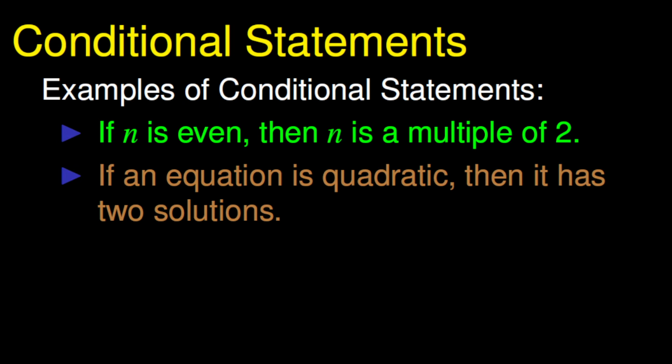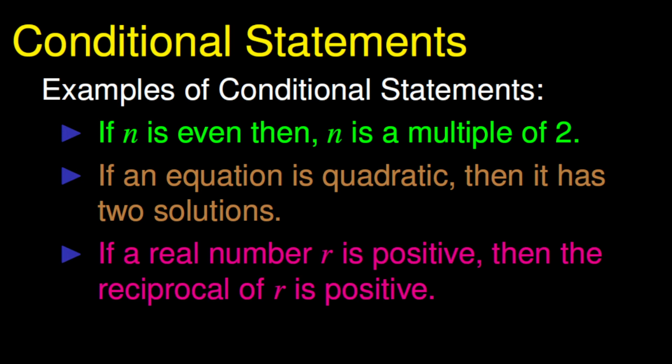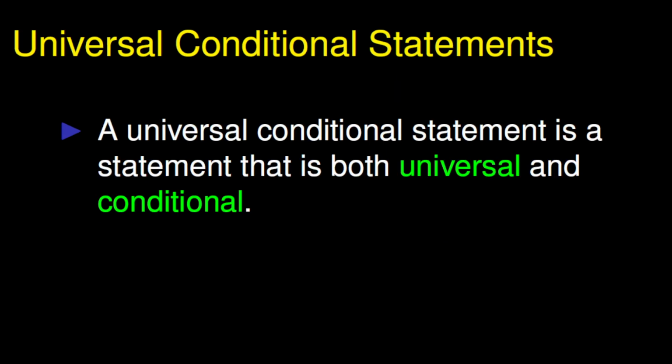Another example of a conditional statement is the following. If an equation is quadratic, then it has 2 solutions. A third example of a conditional statement is, if a real number r is positive, then the reciprocal of r is positive. A universal conditional statement is a statement that is both universal and conditional.